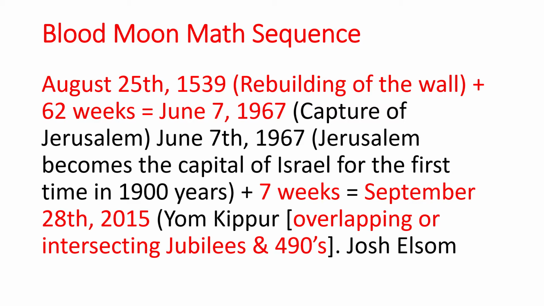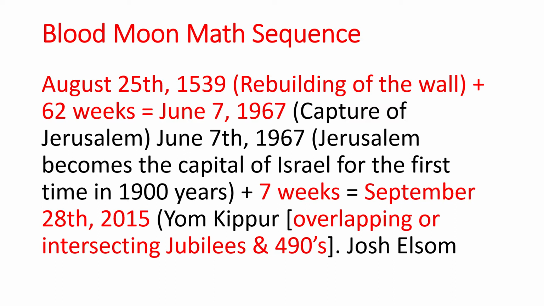So if you do the weeks out, which is very interesting, 62 weeks, which is like that Daniel 9 vision, capture of Jerusalem occurred on June 7th, and then Jerusalem becomes the capital of Israel for the first time in 1900 years. And then if you add the final 7 weeks, you get to September 28th, 2015, which is overlapping these eclipses that are going on during that time frame.